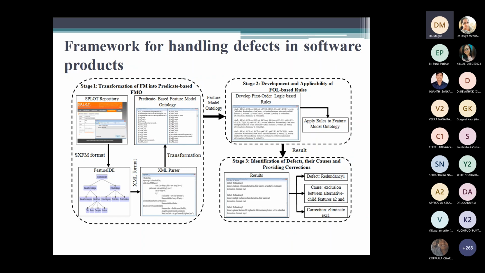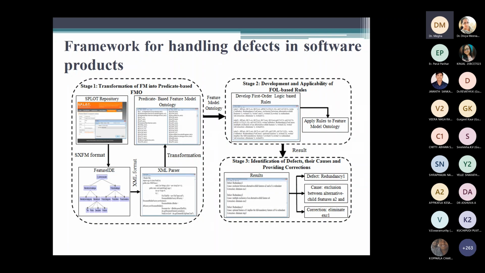This framework is divided into 3 stages. We have stage 1, stage 2, and stage 3. As can be seen, stage 1 transforms the feature model into a predicate-based feature model ontology. Then as a part of stage 2, development and applicability of first-order logic-based rules. And then as a part of stage 3, identification of defects with the causes and providing corrections. Now I will start explaining stage 1.